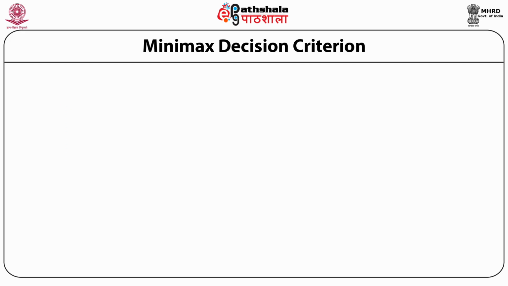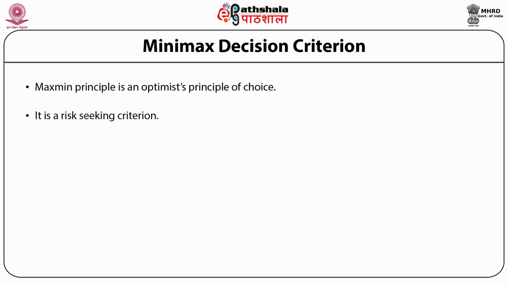So students, the next criterion to select the best alternative is the Maximax principle. It is a good principle or good criterion to select the best alternative or strategy from the given so many. It is actually an optimist principle of choice. It is a risk-seeking criterion, and it advocates that maximum profit for each strategy must be considered and the strategy with highest profit must be selected.